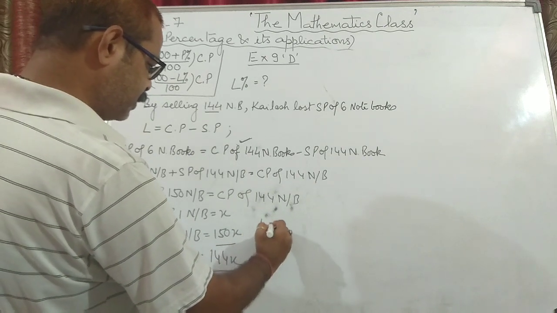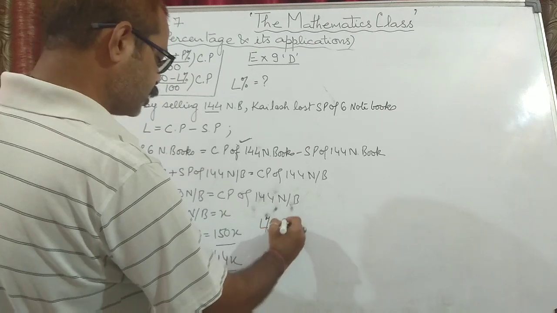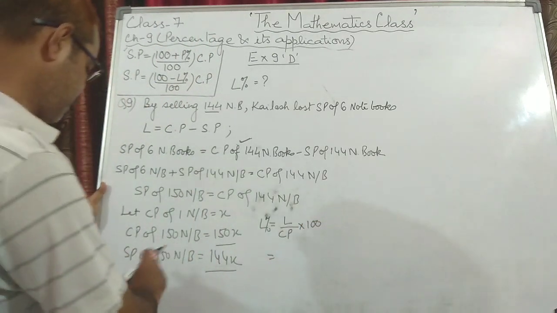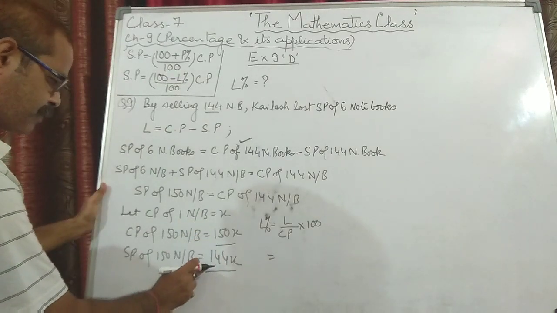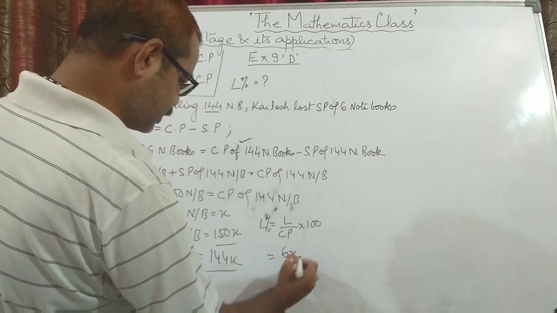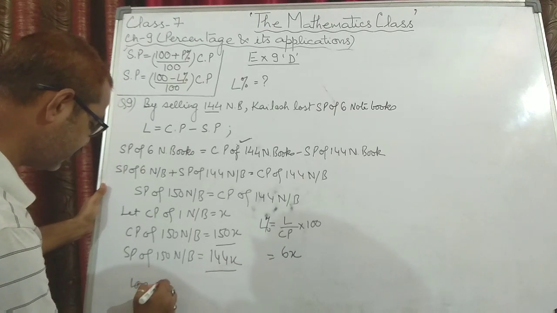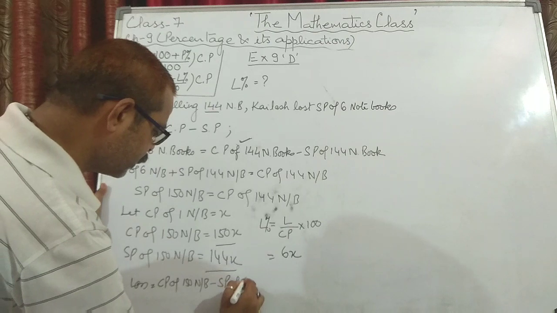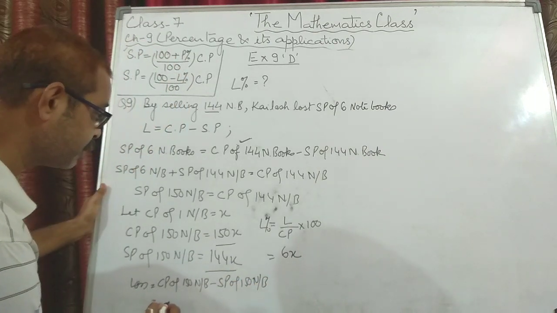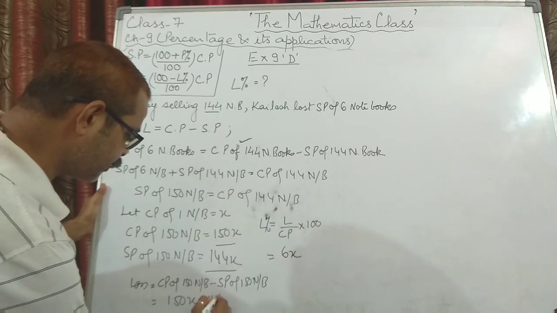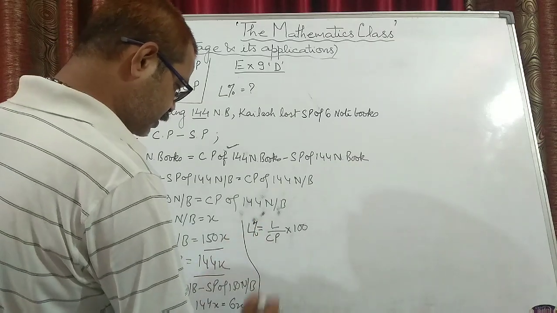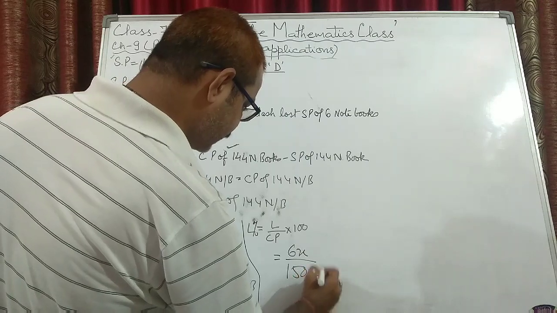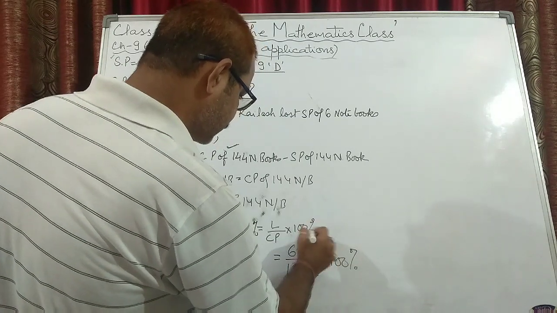So loss percent we have to calculate: loss upon CP into 100. Now loss is how much? On this total transaction, what is the loss? 150 minus 144, that is 6x. Loss will be CP of 150 notebooks minus SP of 150 notebooks, that is 150x minus 144x. That becomes 6x. So loss percent is loss, that is 6x upon CP, CP is 150x, into 100 and then a percent sign.